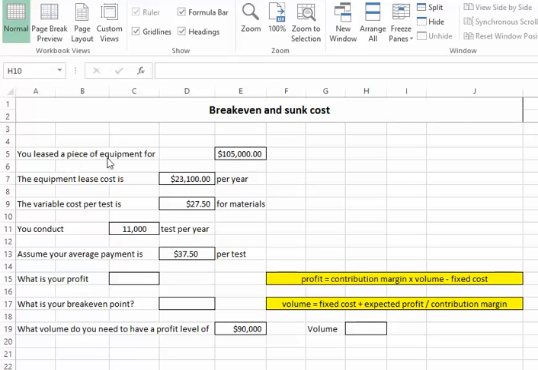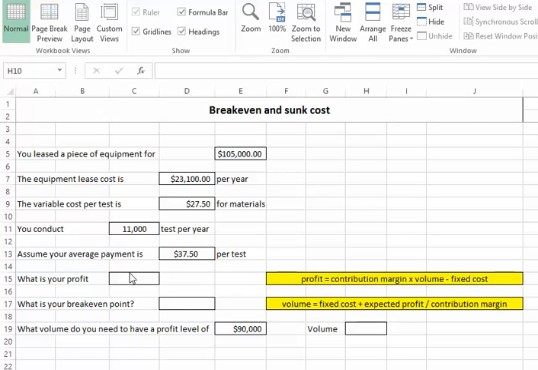We have leased a piece of equipment for $105,000. This is a 5-year lease. The lease payments annually are $23,100. Now we're looking at the annual activity, because what you notice here is that we conducted 11,000 tests per year. Included in this is the fact that we have a variable cost of $27.50, and we are assuming a payment of $37.50.